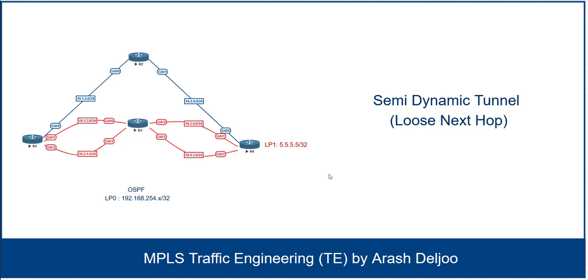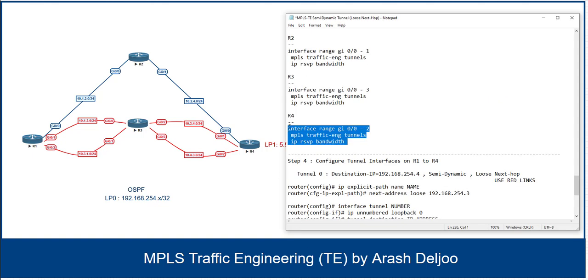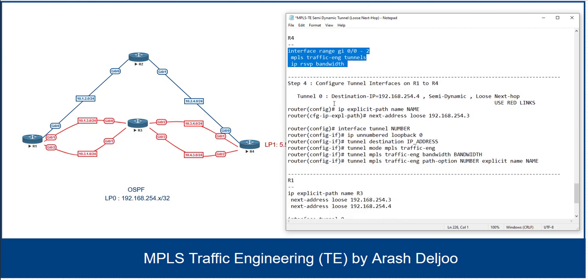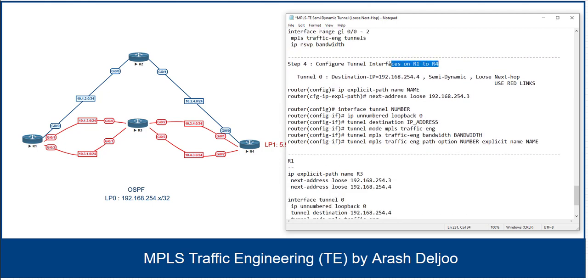Okay, but in the next step, the most important step in this scenario, step 4, we need to configure the tunnel interface on router 1 to router 4. Tunnel destination is 192.168.2.544. This is a semi-dynamic tunnel. And the type of this path, actually the path of this tunnel, is loose next hop.